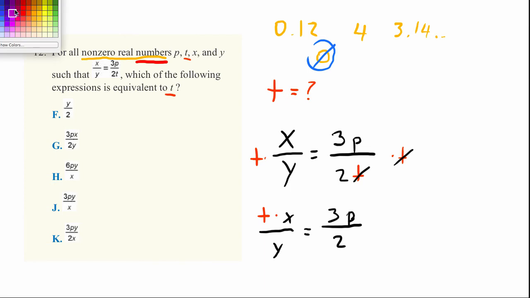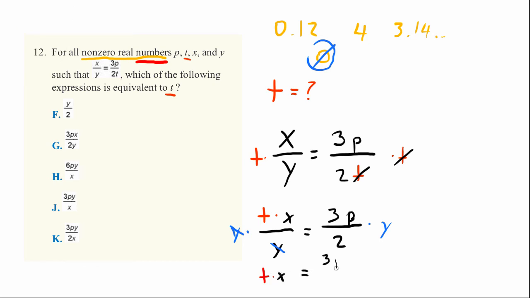Let's do the same thing to get y to the other side of the equation, away from t. So let's multiply each side of this equation times y. If we do that over here, y cancels with y, so we're just left with t times x, and then that is equal to 3p times y divided by 2. Let me draw the y in just a sec. 3p times y divided by 2. All right, we're very close to having t isolated all by itself on one side of the equation.